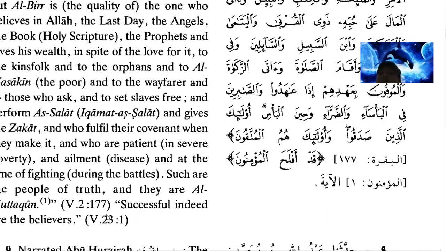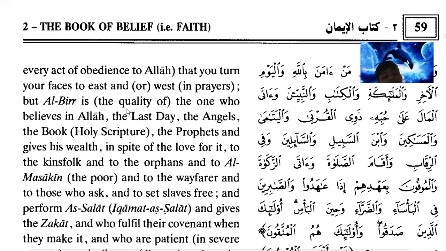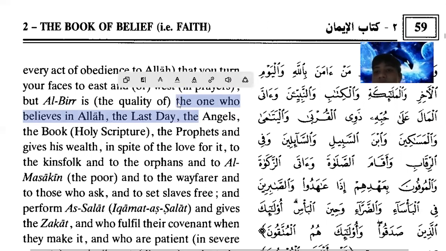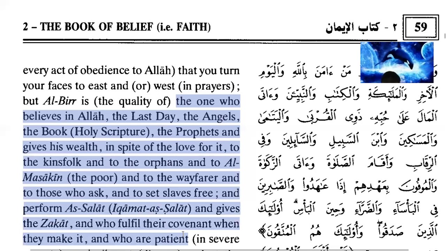So let's see what we have learned here. You learned the definition of the word muttaqun. Muttaqun is a plural word and singular is muttaqi. So if I ask you what is a muttaqi person, then you will say a muttaqi person is the one who believes in Allah, the Last Day, the angels, the books, the prophets, and gives his wealth. Do I need to write that? I will shorten it for you. Gives his wealth to his kinfolk, which means relatives, to orphans, to the poor, to the wayfarer, and those who ask, and to set slaves free and perform the salah.